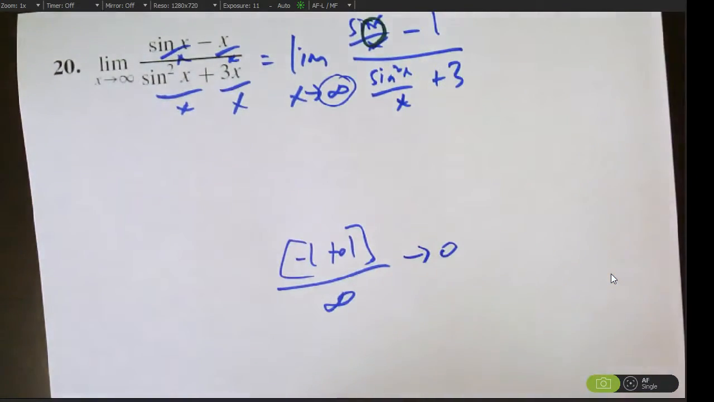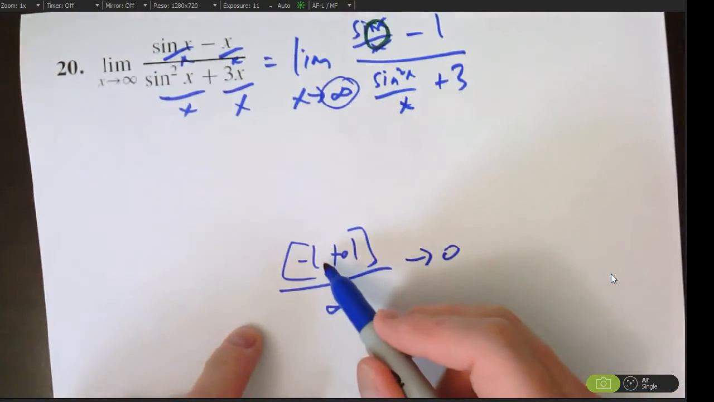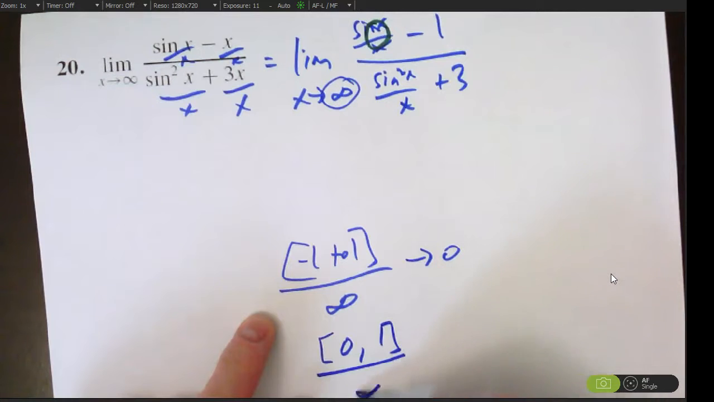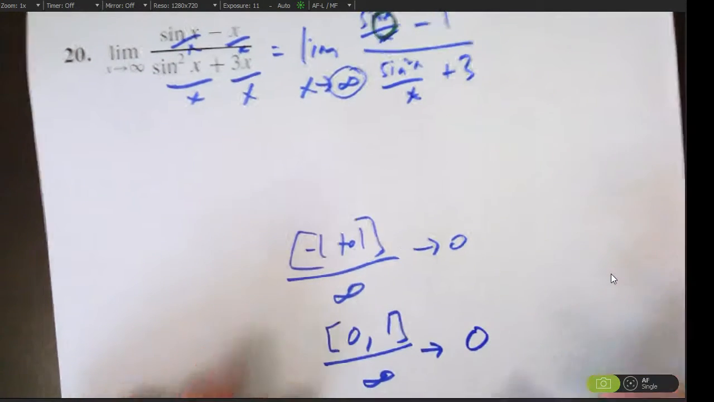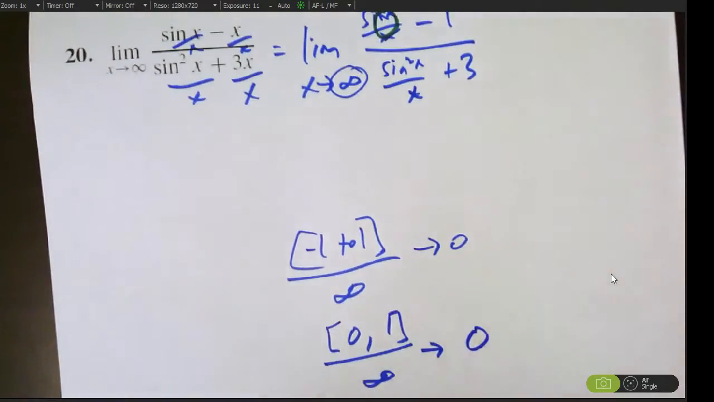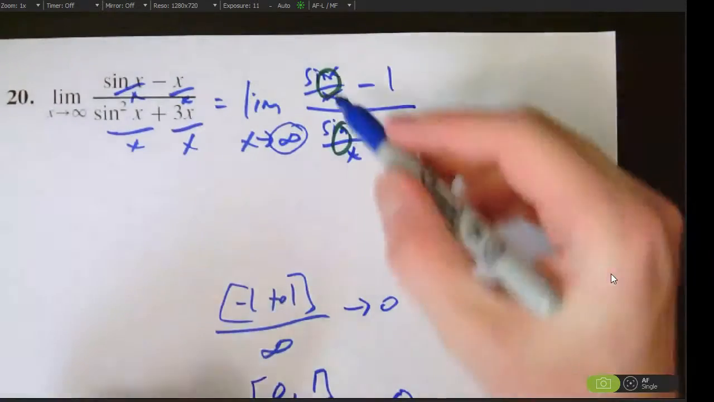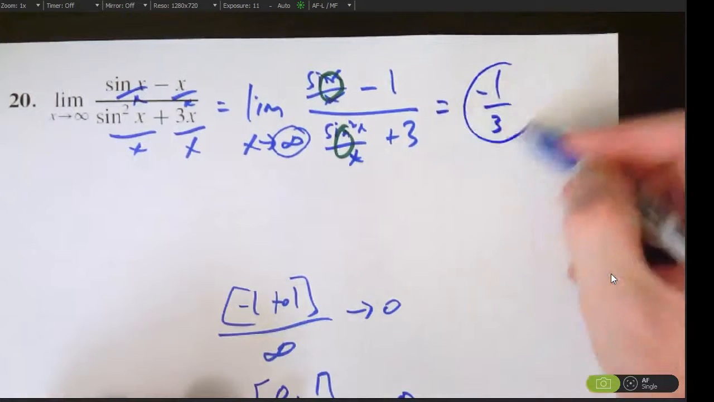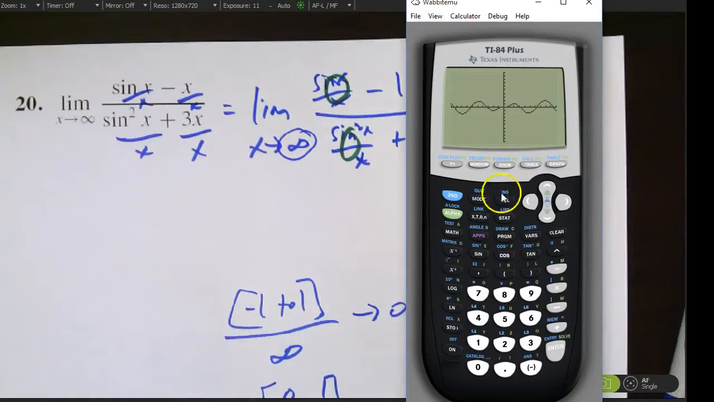Sine squared x, well, I'm going to square it, so I'm never going to be negative. It oscillates between 0 and 1 over infinity. Again, 0 to 1 divided by infinity goes to 0 as well. So what I really end up getting is 0 minus 1 over 0 plus 3. That really is going to become -1 over 3. Our limit's -1/3. And again, if you don't trust that, get your calculator out.